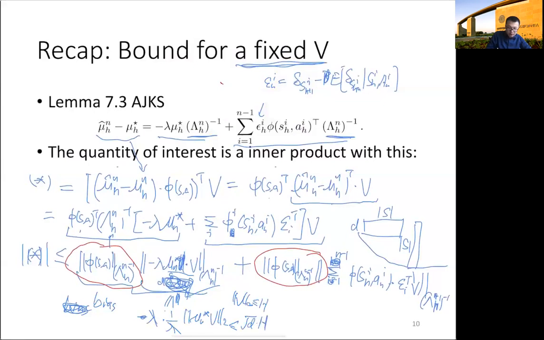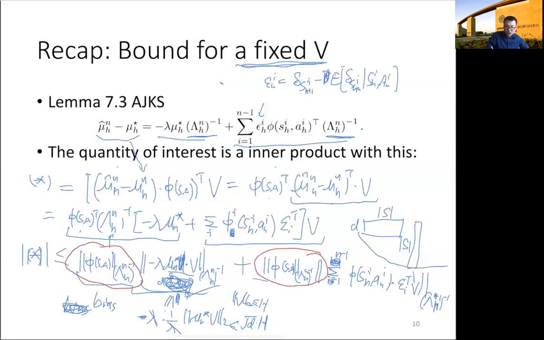Since every coordinate of this is smaller than h, and this mu n is part of what you use to construct the transition probability, every row of it sums to 1, and then you can get every coordinate to be smaller than h, and ultimately you get a bound of square root of d times h.